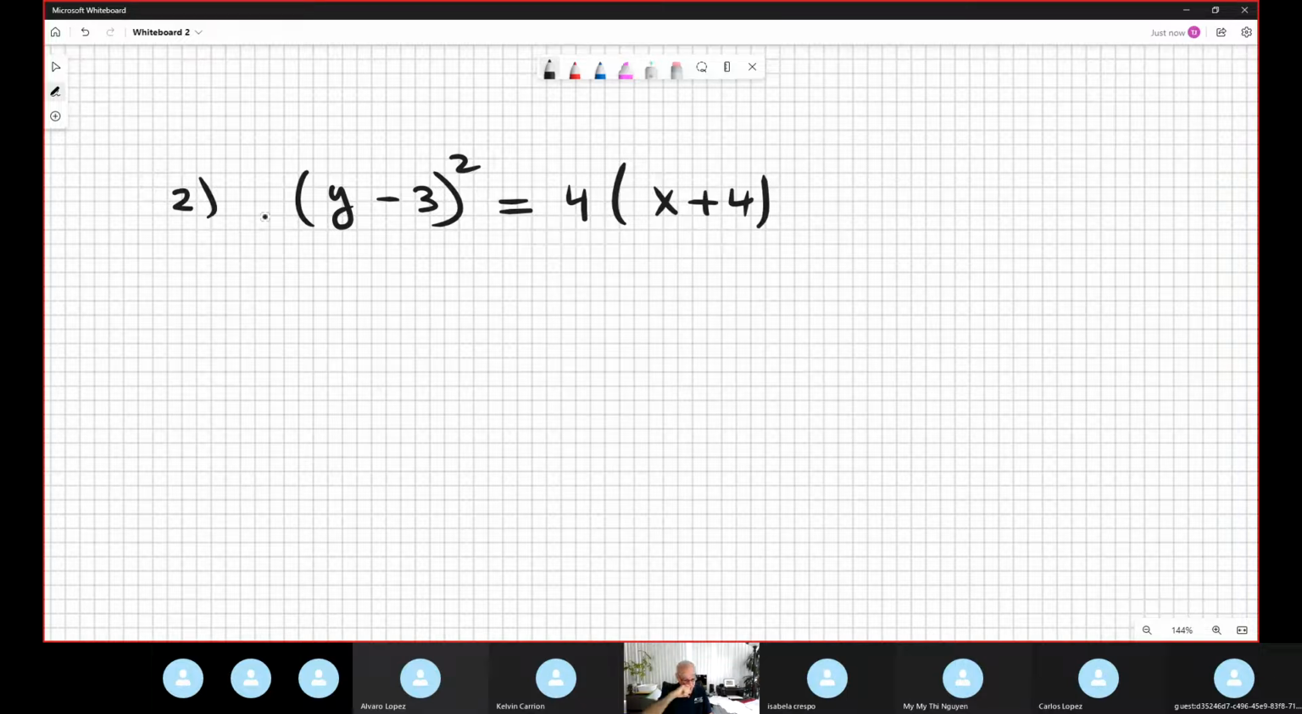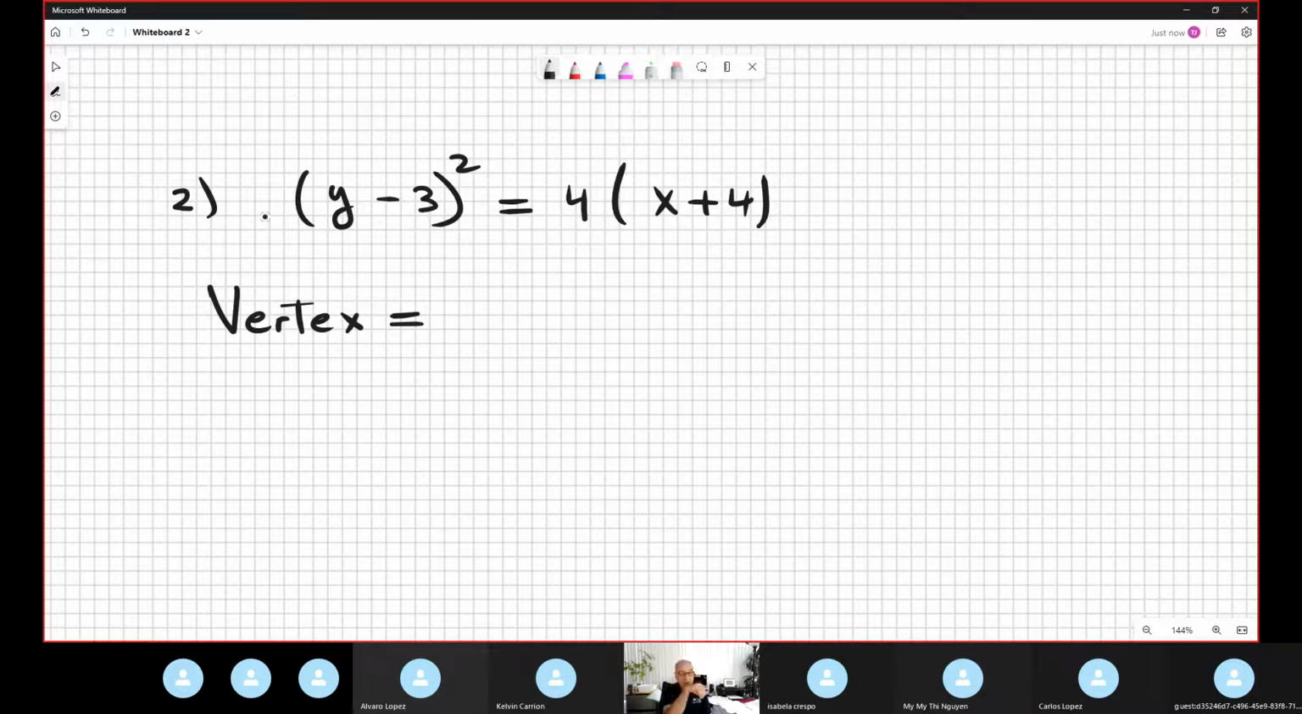Okay, entonces my question is, where is it located? Well, okay, this is super easy. You don't need to do anything. Entonces, the vertex of this parabola is located at what point? Please help me.